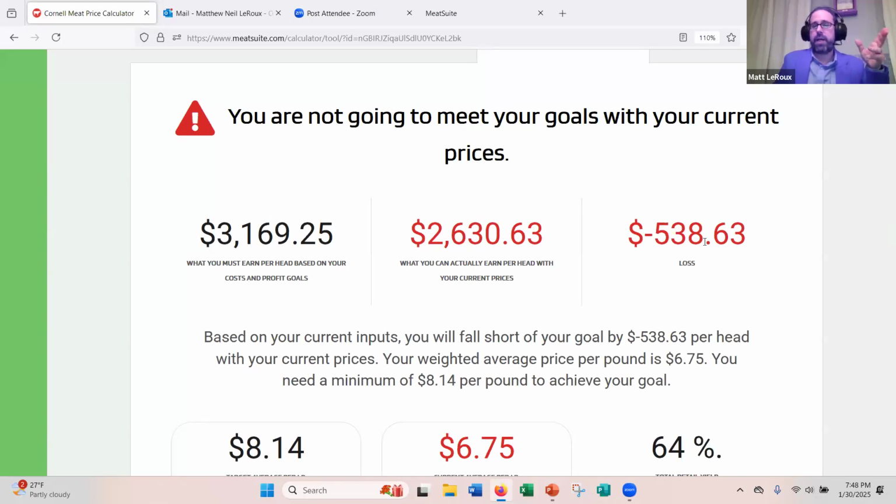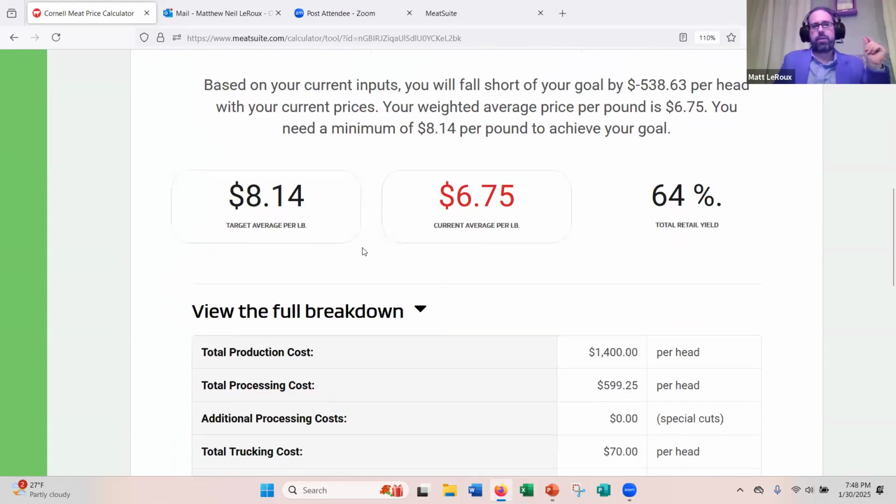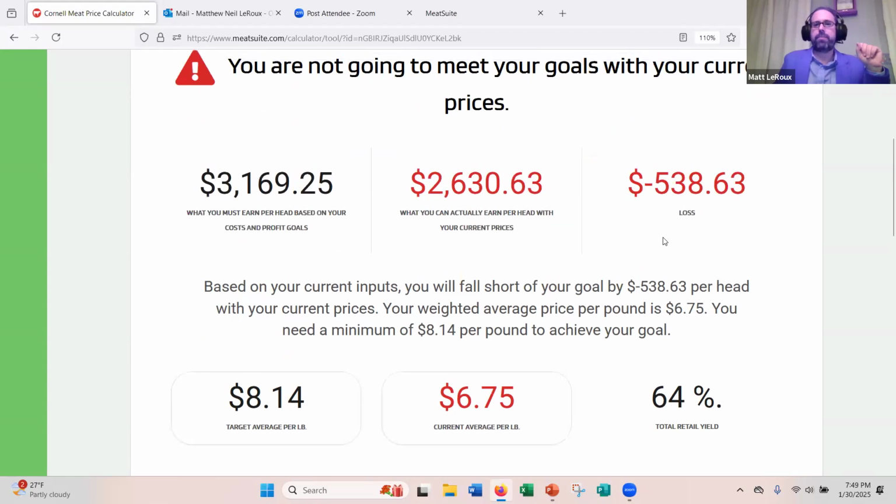So it's not a literal financial loss. As you recall, I had a $500 profit goal in there, and I'm not really literally taking a loss. What this means is I'm just not realizing my goals. Your weighted average price across all pounds in order to realize your goals needs to be 814, but with your current pricing, your weighted average price across all pounds is 675. And then we're just letting you know you had a carcass to retail yield of 64%, which is a good yield on a beef animal.